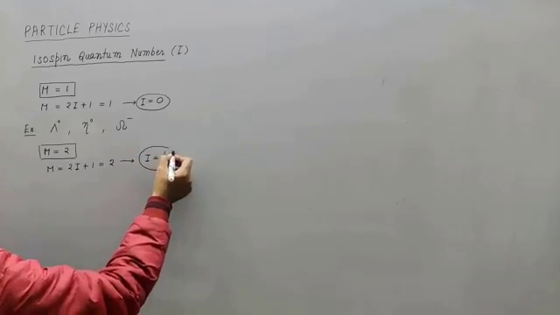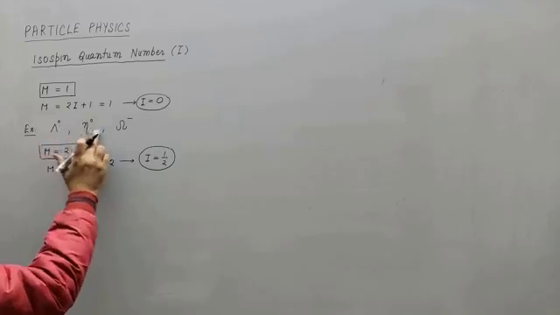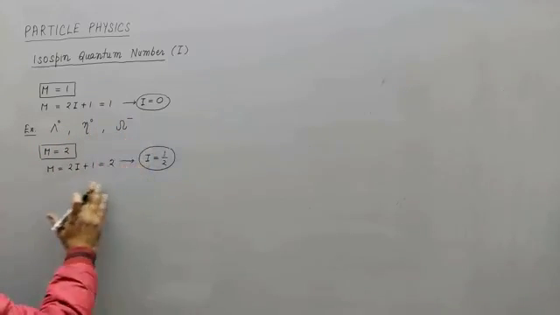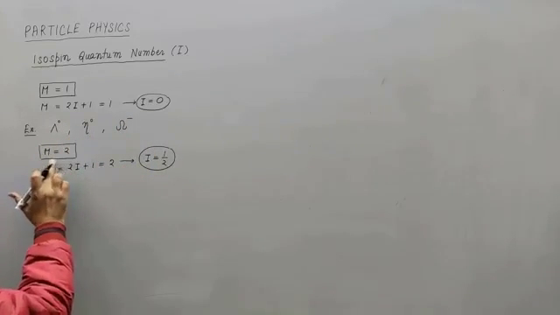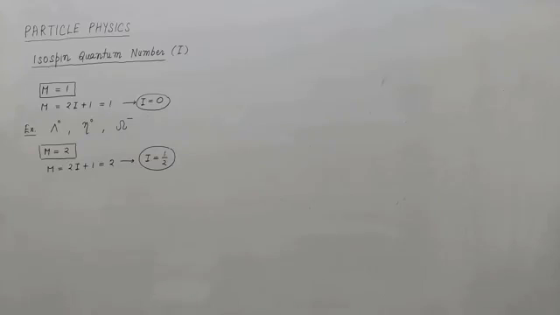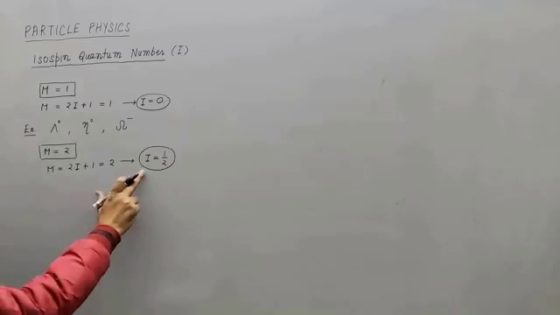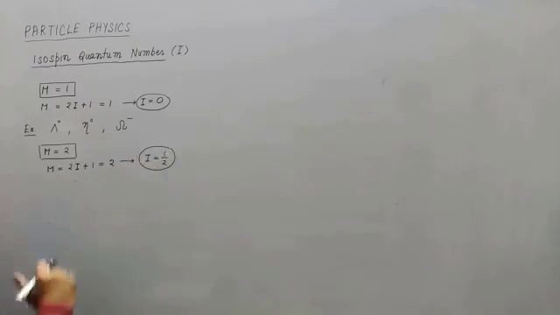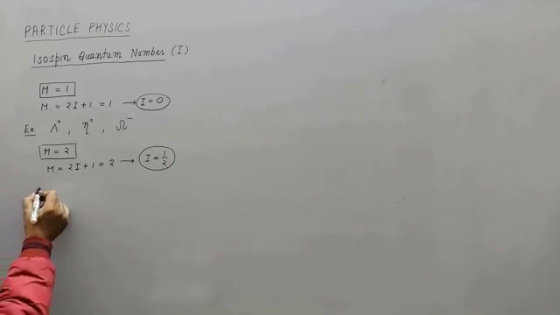I is equal to half. So isospin number for these particles is I is equal to 0, and if m is equal to 2, the total number of states is 2. Total number of charge states is 2. Then for this set of particles, isospin will be equal to 1 by 2. What are the examples?